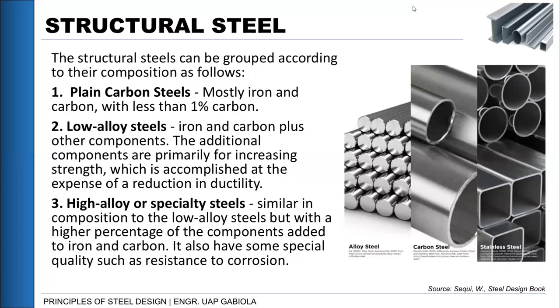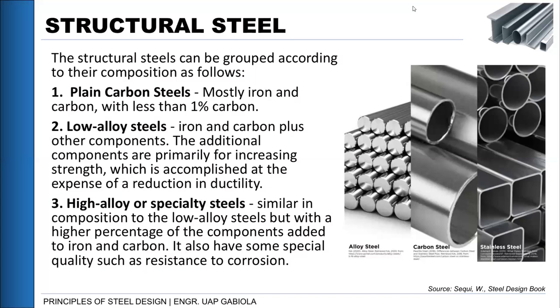And here we have the grouping of structural steel. So it is said that structural steel is grouped into three types. So we have plain carbon steels, low alloy steels, and high alloy or specialty steels. So mainly yung groupings natin of these steels differ on the composition of the material or the elements within the material. Okay, so number one is plain carbon steel.